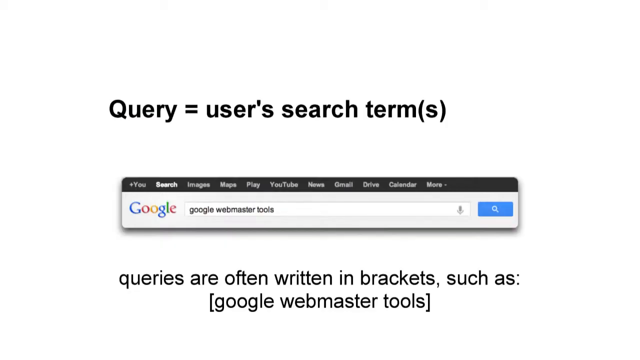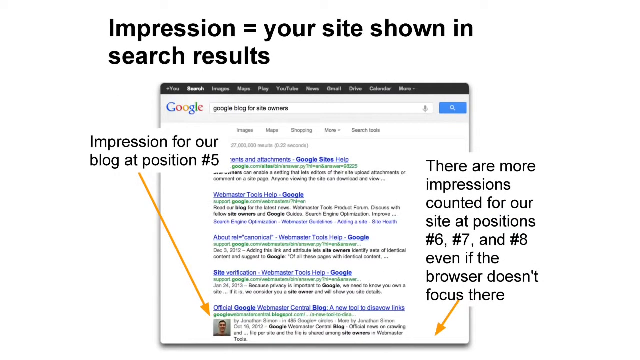Query is a user's search term or terms. This is the query for Google Webmaster Tools. Impressions means that when a user performed a query, a page from your site could be visible in their search results. For example, if a searcher queried Google Blog for site owners, and our site, googlewebmastercentral.blogspot.com, was ranked number 5, and 1 through 10 of the search results were shown to the user, then this would count as an impression.